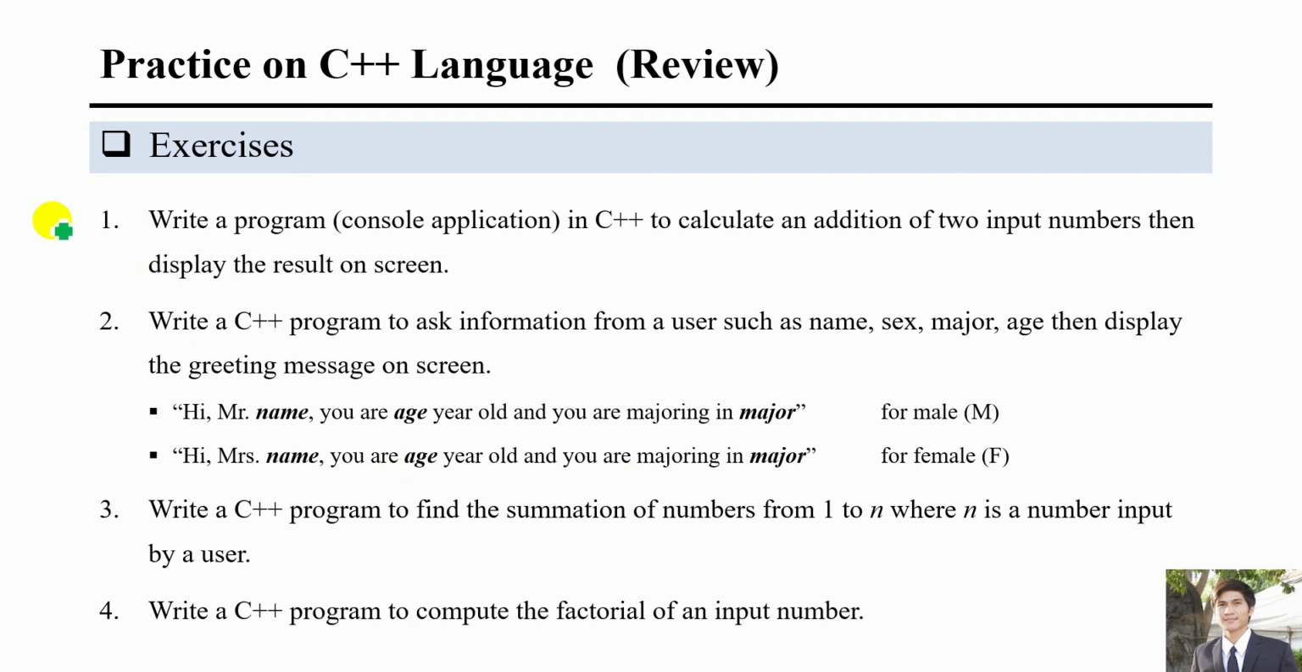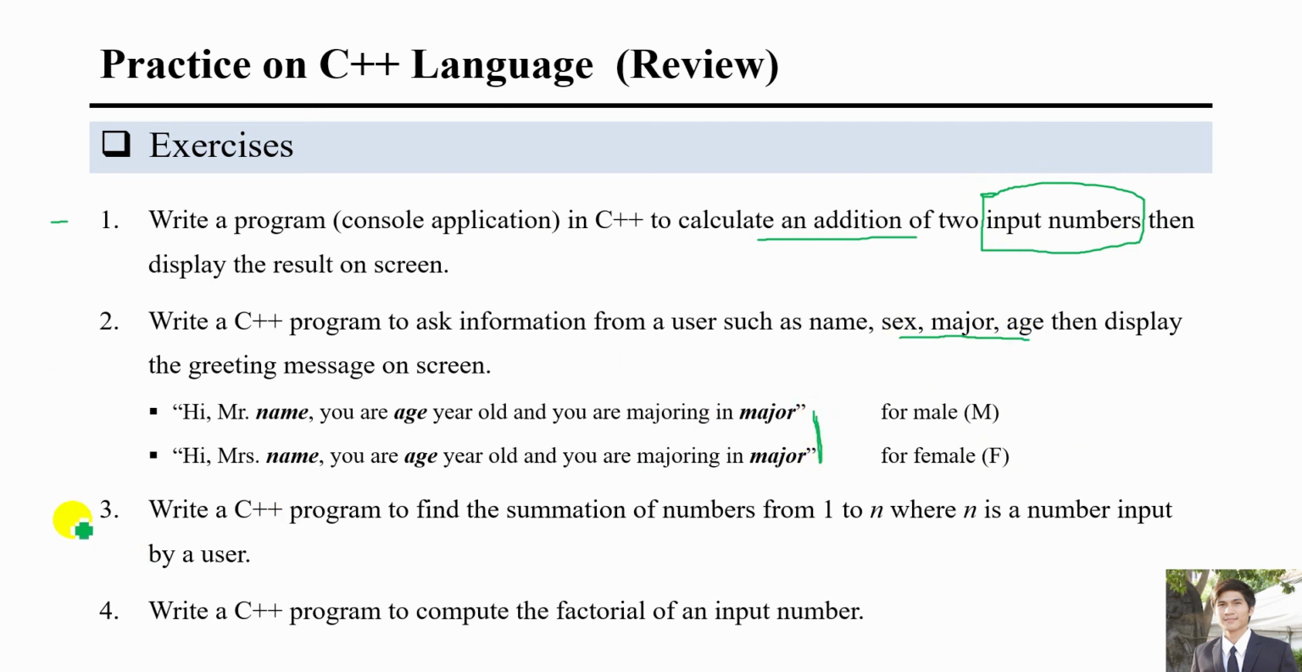It's very simple. In the first exercise, you just create a simple program to calculate the addition of 2 numbers. Okay. These 2 numbers you need to get as input. Use the command cin to get 2 numbers, and finally you sum them together and display on screen using cout command. Okay, that's it. And then in the second exercise here, you get some information from the user. Let's say you have name, major, age, and then you display the information on screen.